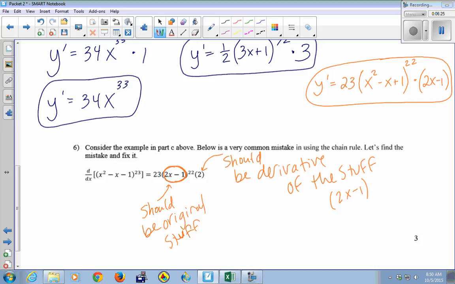So this is wrong. I'm showing you a common mistake, right? So it should just be the original stuff goes there. And then when you multiply by the derivative, it should be the derivative of the stuff. That 2 is actually the second derivative.